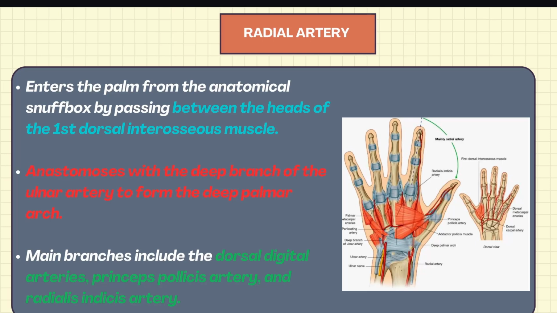Now, something important you need to know about the radial artery is that it is going to anastomose with the deep branch of the ulnar artery, and this anastomosis is going to form an arc called the deep palmar arc. This deep palmar arc is formed by the anastomosis of the deep branch of the ulnar artery and the radial artery. The other branches that come from the radial artery, you can see here, you have the radialis indicis artery, and you also have the princeps pollicis artery. I tried finding the dorsal digital artery, however, I could not find it anywhere, even online. It was not like any specific artery.